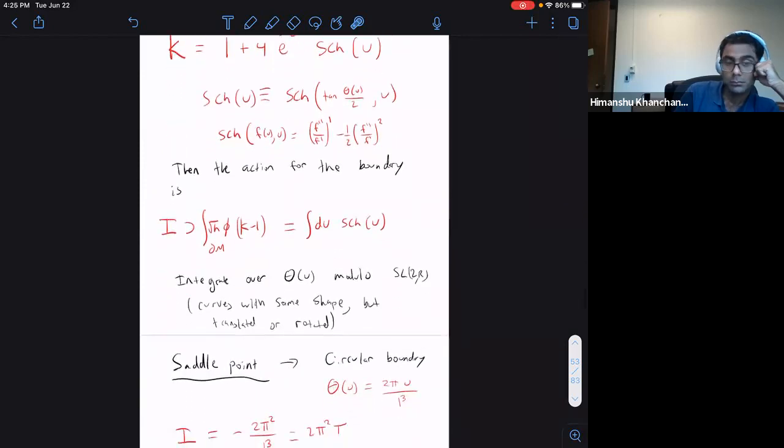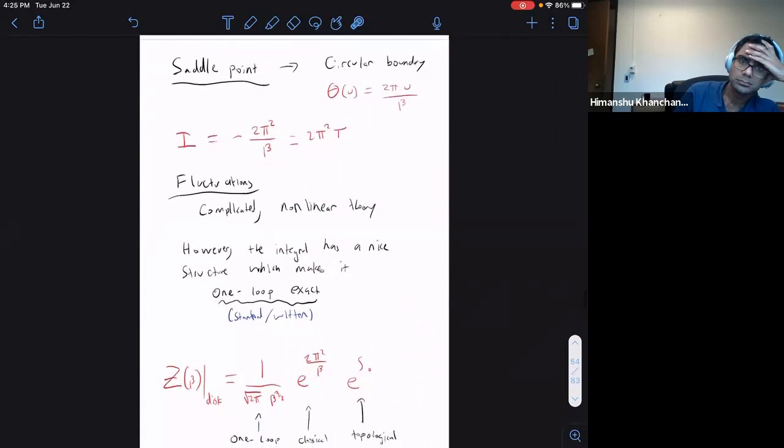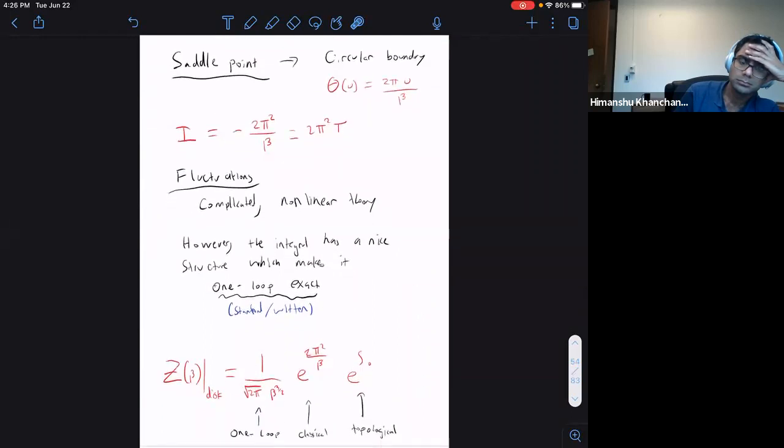Okay, so what we've done is we parameterized our boundary curves by this function theta. We found an action as a function of theta, and then you can try to integrate over theta modulo these SL2R transformations of theta. So integrating over theta in general is hard. So we'll start by looking at the saddle point. The saddle point is very simple. It's just a circular boundary. It's parameterized by just a nice simple theta proportional to u. And you can plug it into the Schwarzian action and find this action.